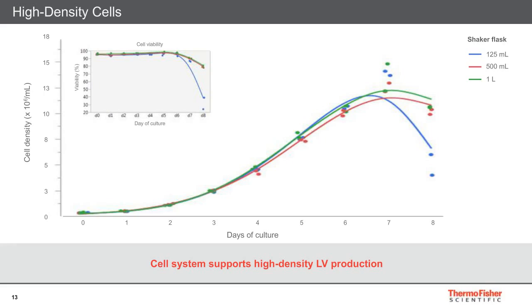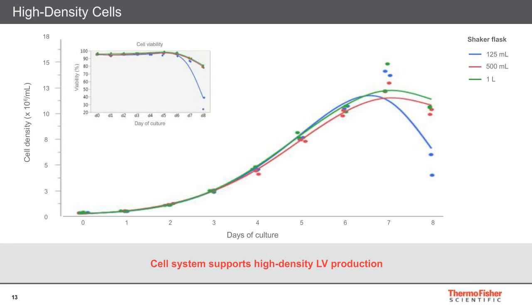So now, like I said, this is a system. LV Max contains cells, media, supplements, enhancer, and transfection reagents, so all you need to produce the LV. What I want to show you, in the next few slides, is each component of this kit.